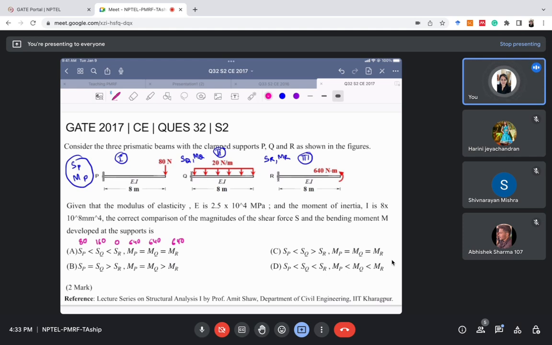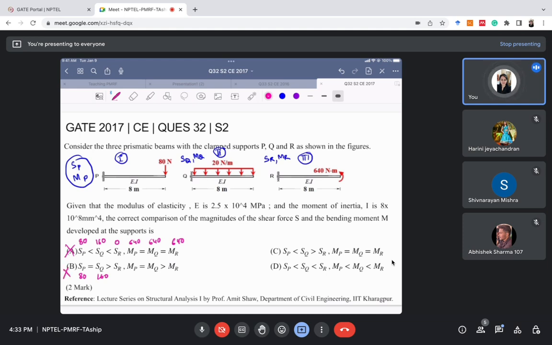Option A says that SP is less than SQ, which is right, 80 is less than 160, but it is not less than SR, because SR is 0. So this option is wrong, right? In the second option, they are saying SP is equal to SQ, which is not right, because SP is 80 and SQ is 160. So it is also wrong.